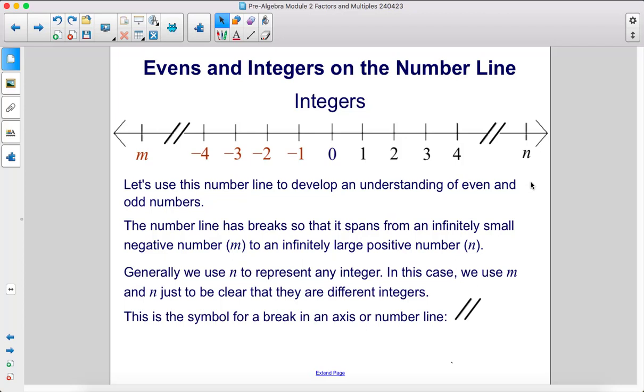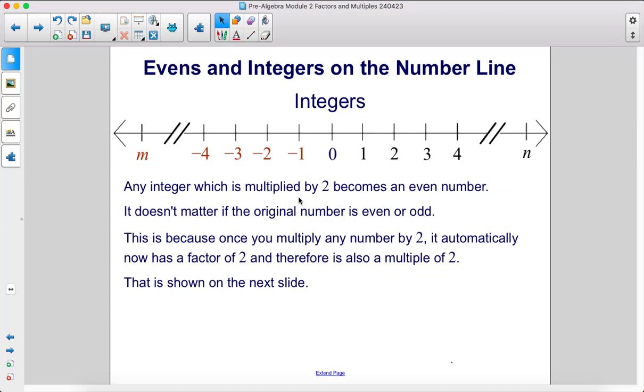The number line has breaks so that it spans from an infinitely small negative number m to an infinitely large positive number n. Generally, we use n to represent any integer. In this case, we use m and n just to be clear that they are different integers. The symbol for a break in the axis or the number line is these two lines like this.